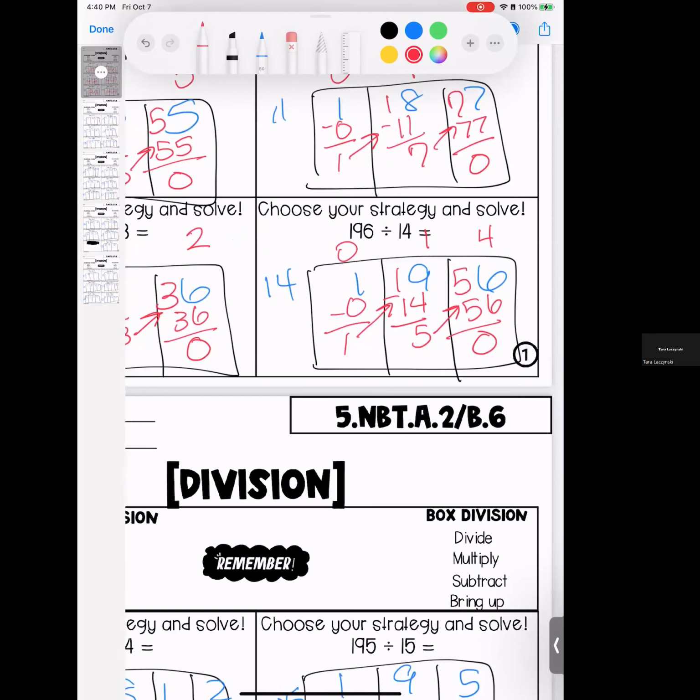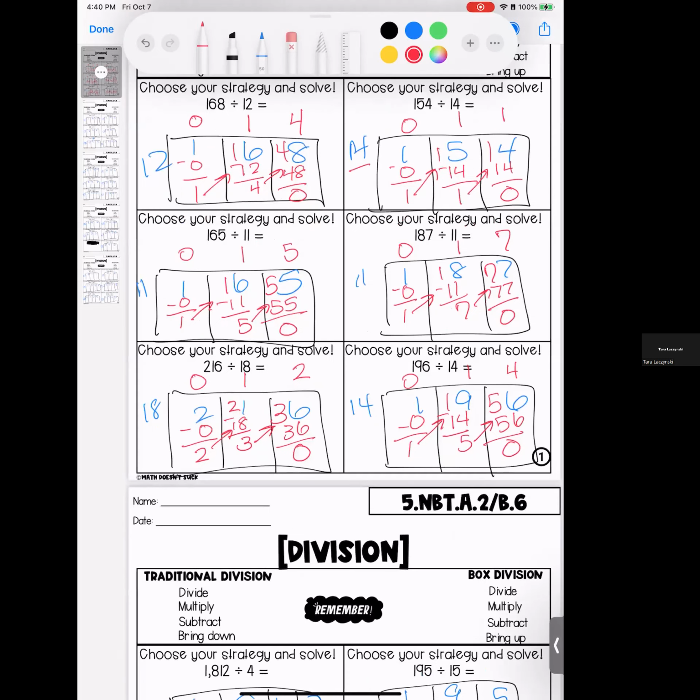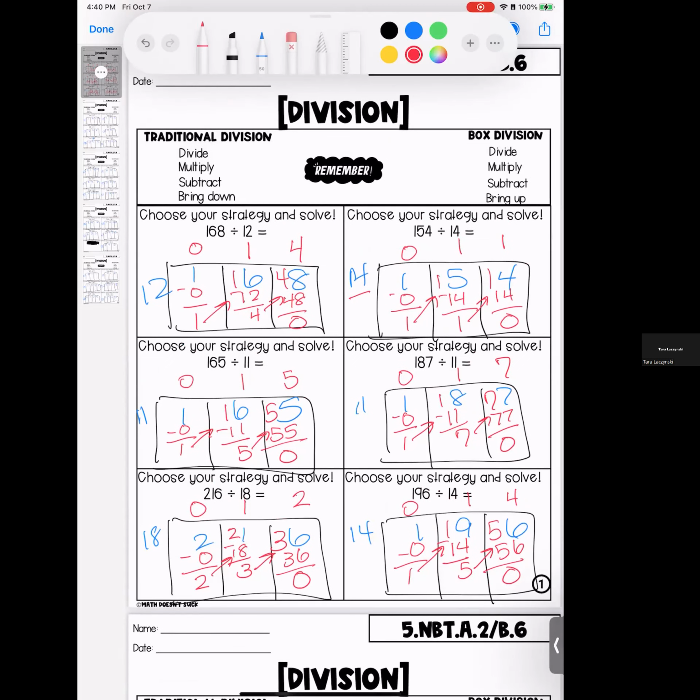That brings us to the end of page 1. If that is as far as you've gone, please go ahead and stop the recording. If you are ready for page number 2, then hang tight because here we go.